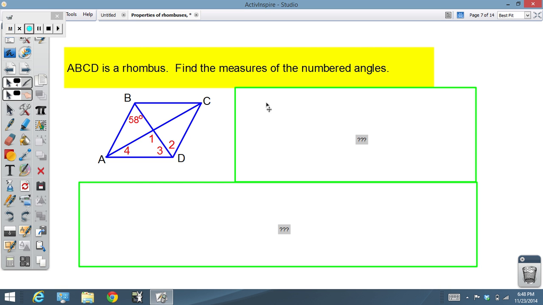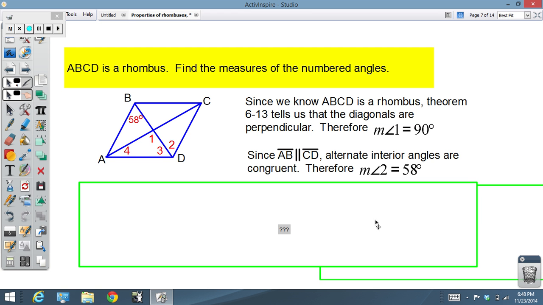Here we go. Find the measure of the numbered angles. Well, let's see. First of all, we know it's a rhombus. That was given. Now it tells us the diagonals are perpendicular. Therefore, the measure of angle 1 equals 90. Since the two lines in question, AB and CD, have to be parallel, they're cut by this transversal. Well, what do we have here? We have alternate interior angles.